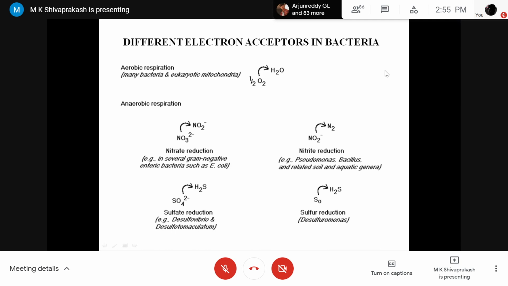Then the next thing is if sulfur is used. Sulfate reducing organisms, Desulfovibrio and Desulfotomaculum, use sulfate as terminal electron acceptor to cause reduction to sulfur. In some organisms like Desulfuromonas, elemental sulfur is used as a terminal electron acceptor to get reduced to hydrogen sulfide.